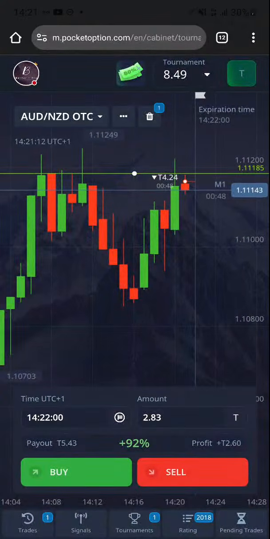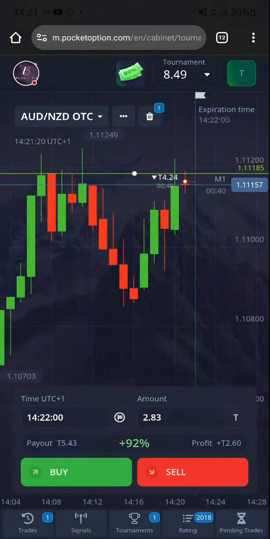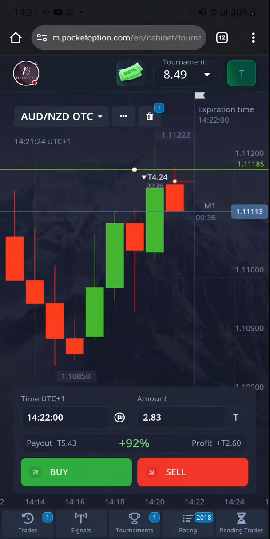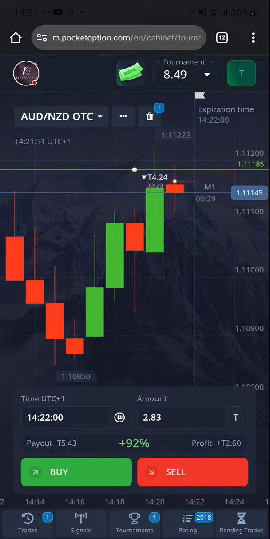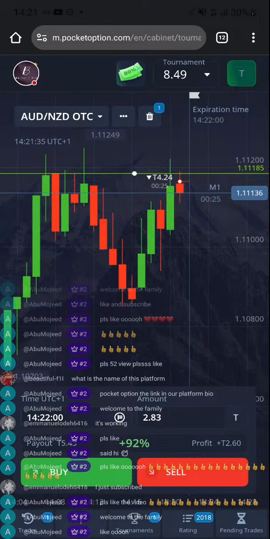I didn't expect that pullback. I thought it would close up here on this round number. Then we'll take the trade. I've seen the entry. It's above right there. I guess it's the entry that made the sellers pull back. So I'm expecting a red candle. Hmm.